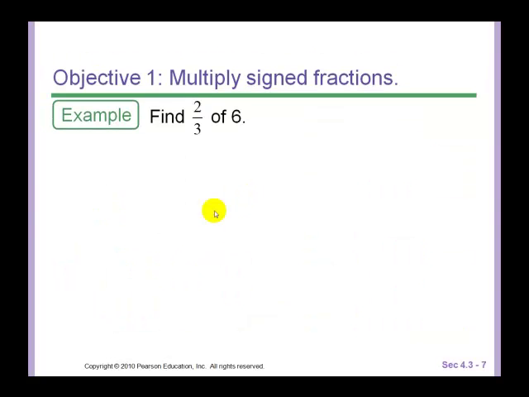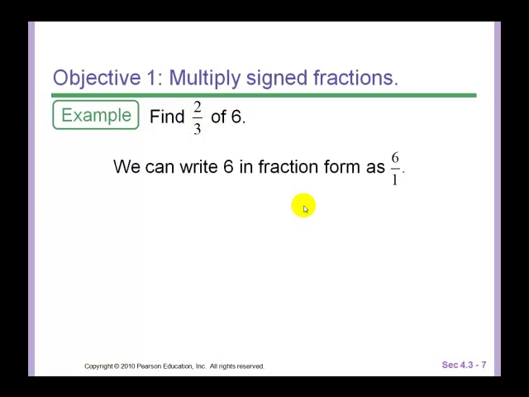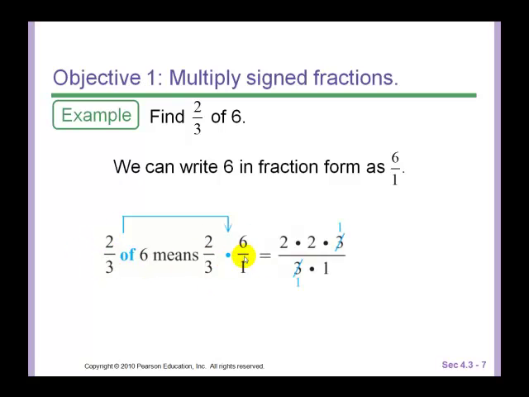Another example. Find 2/3 of 6. When you see 2/3 of something or any fraction of something, the of means multiplication. 6 can be rewritten as a fraction of 6 over 1. Any whole number or any letter or basically anything at all can be written as a fraction by putting it over 1. That's because 6 divided by 1 is 6. We will use this idea a lot. So 2/3 of 6 is the same as 2/3 times 6 over 1.